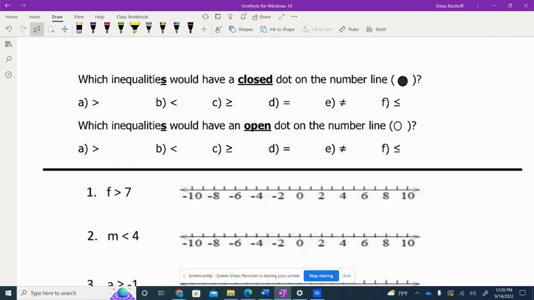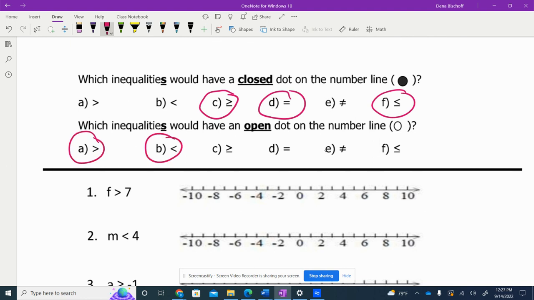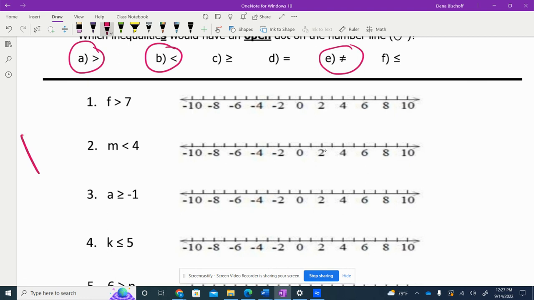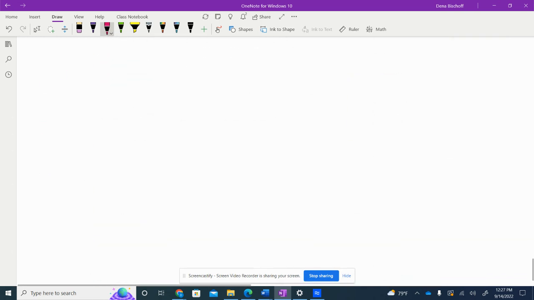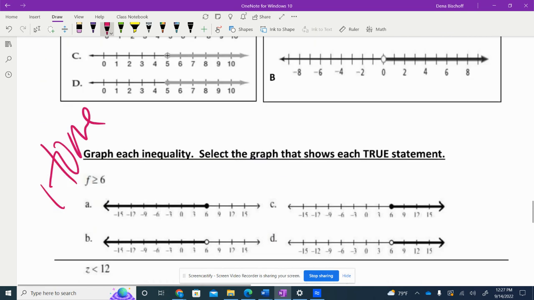Okay. Which inequality should have a closed dot on the number line? What letters should I circle? C, D, and what else? F. Which one would have an open dot? A, B, and E. Good job. This is where your homework starts. So this is homework, and this is homework. It'll be fast, like truly, truly quick.